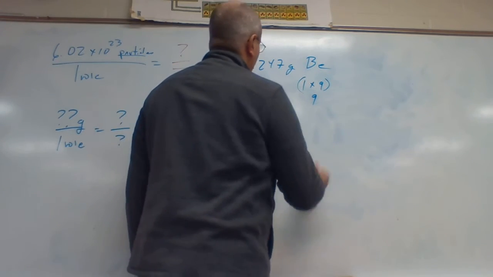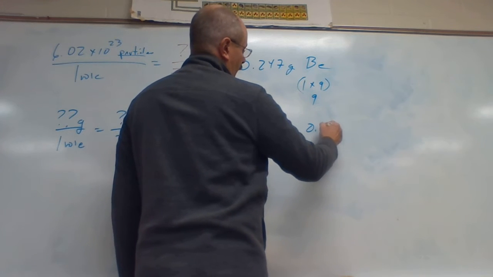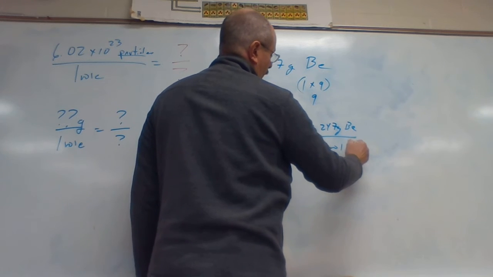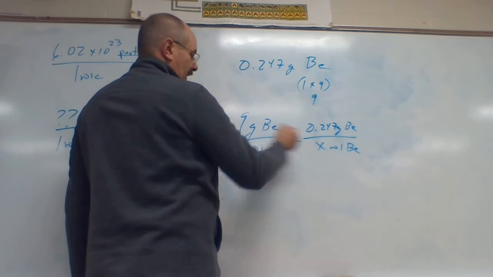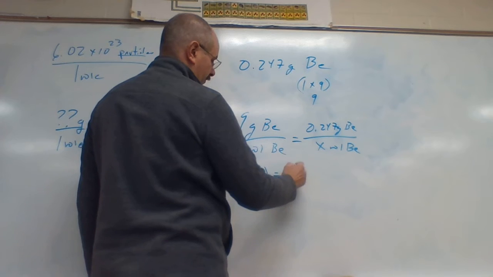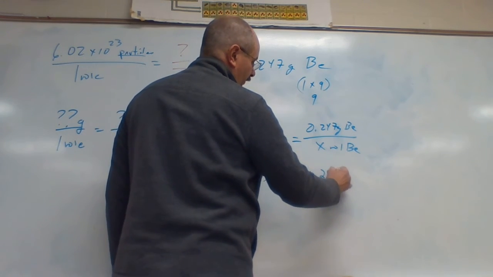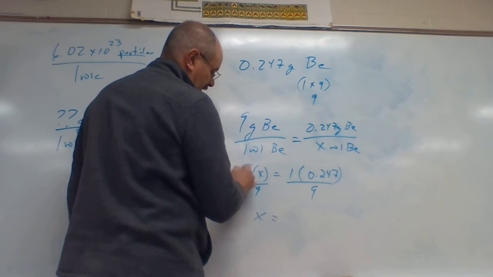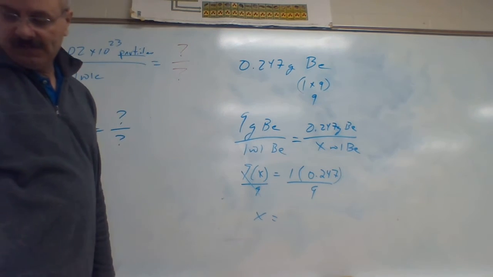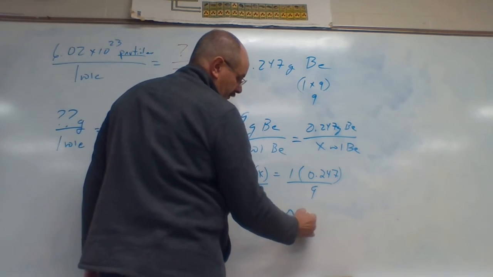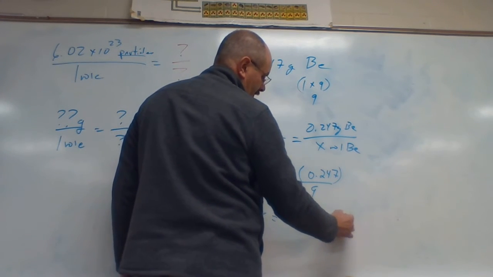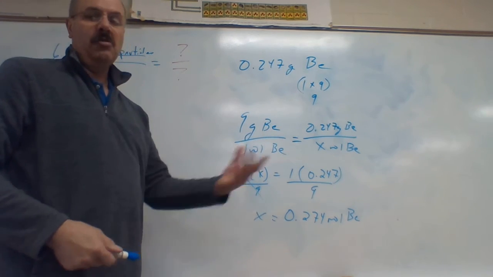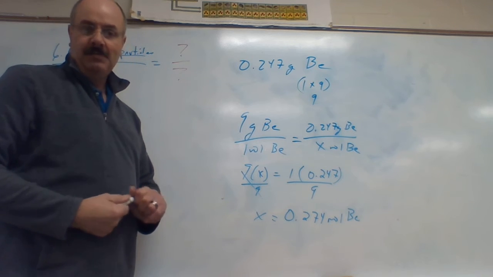But I don't have 9 grams. I got that number of grams. I got 0.247 grams of Be. I want to find X moles of Be. Cross multiply: 9 times X equals 1 times 0.247. Now I gotta get X by itself, so divide both sides by 9. That gets rid of that 9. And X ends up equaling 0.274, and that's moles of Be. Now remember, moles is like dozens. So I got like a quarter of a dozen of these Be atoms.